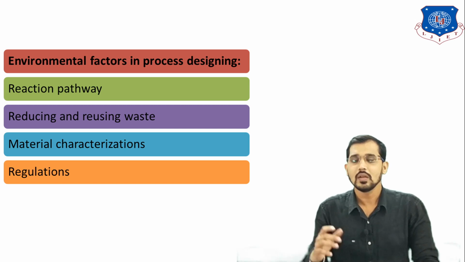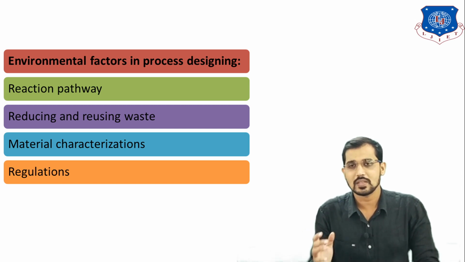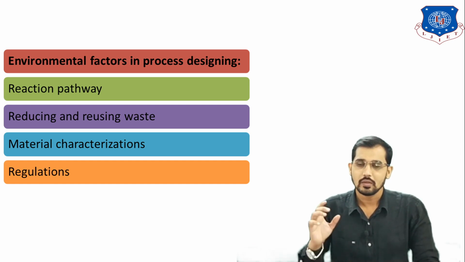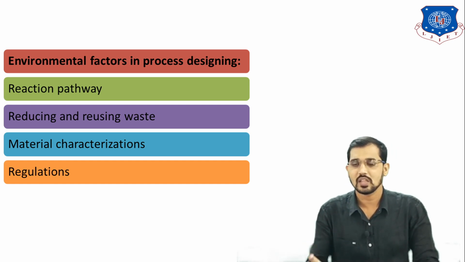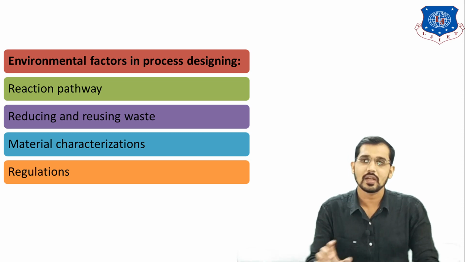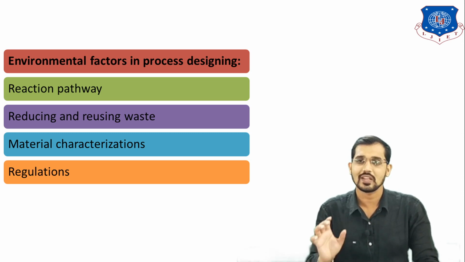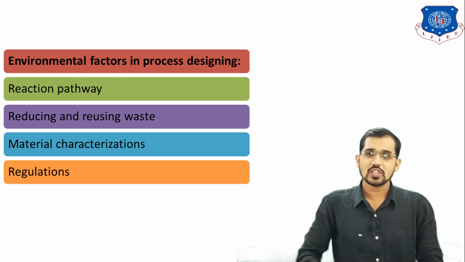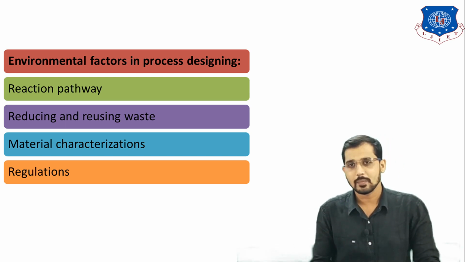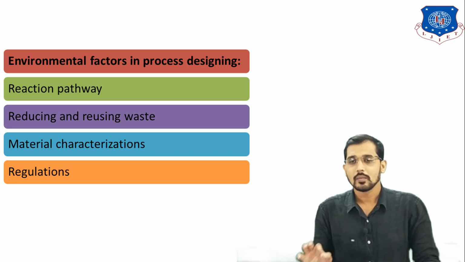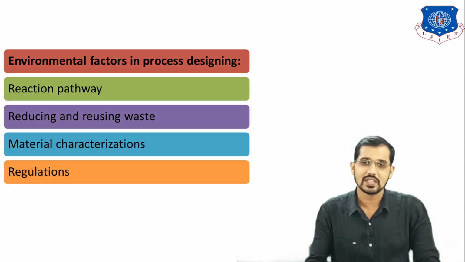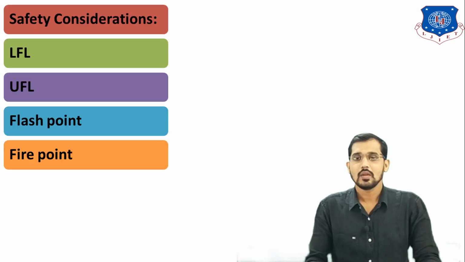Whatever waste the system generates, you have to minimize that waste. After that, material characterizations means whatever material you are going to use, all those MOC, that is material of construction, or any material involved in our process, you should know the characterizations of that material. Lastly, there are the regulations. Regulations means whatever regulations are provided by the Central Pollution Control Board or any state pollution control board, you should know all the regulations and follow them while designing our process products.